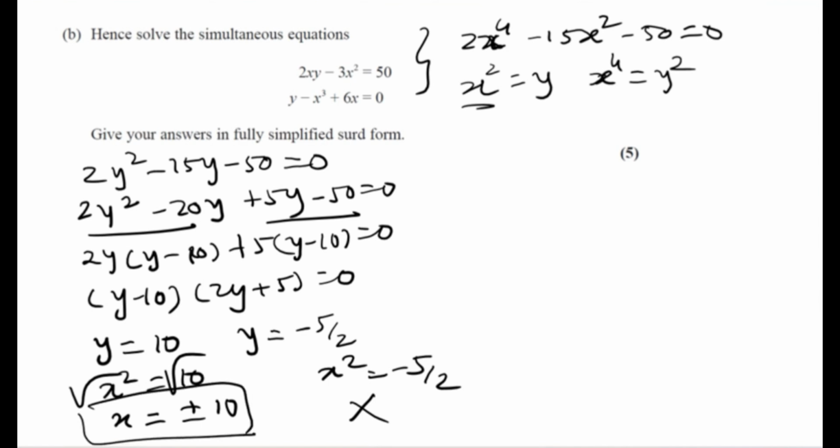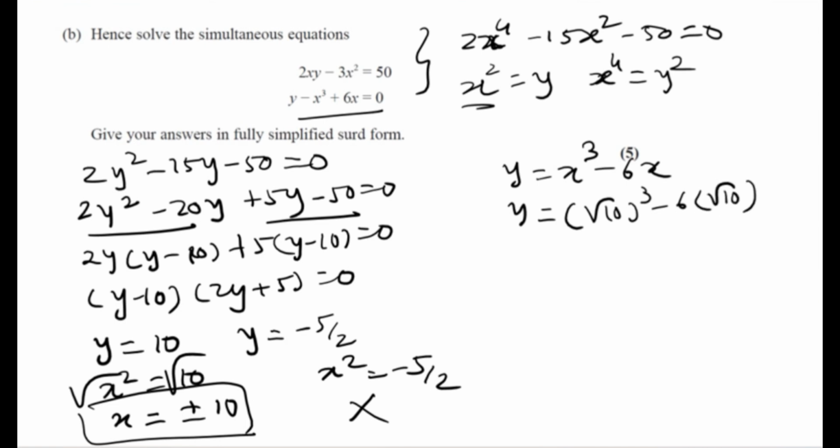Now, by using these two solutions, we have to find the value of y. So, I can use the equation y is equal to x cubed minus 6x. So, y is equal to root 10 cubed minus 6 root 10. Root 10 cubed is equal to 10 root 10, minus 6 root 10. That will give me 4 root 10. This is in surd form.